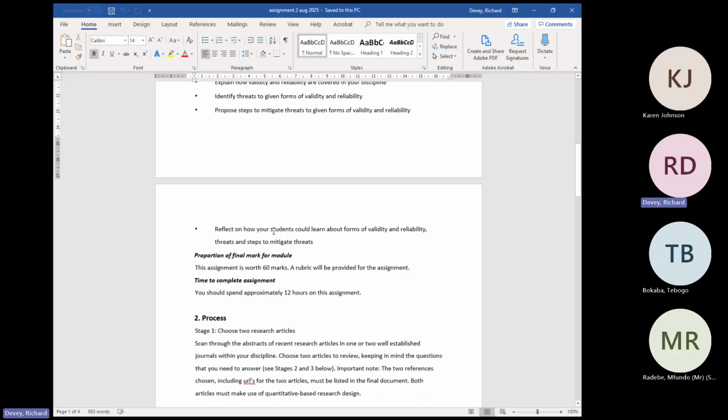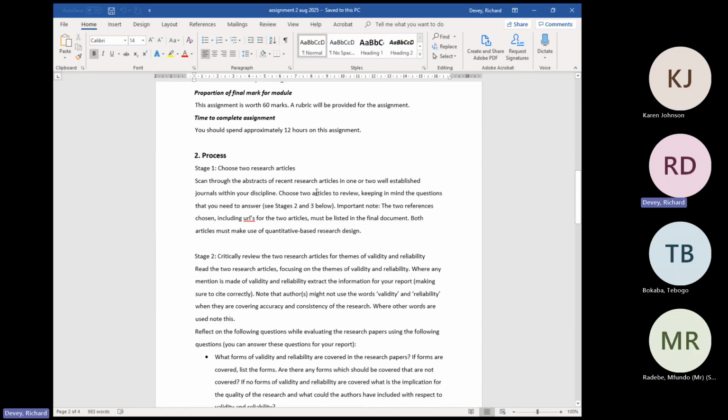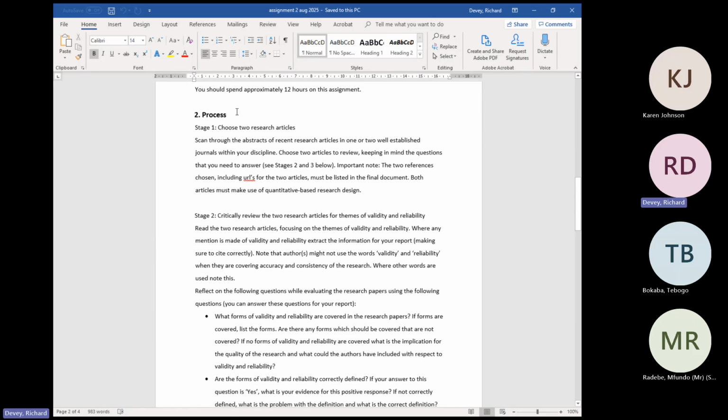The final component is to reflect on how your students could learn about forms of validity and reliability, about the threats to those validity, and any steps to mitigate threats. So how do students learn about validity and reliability, given that they're new to research and don't know a lot about it, and how do they integrate these concepts into their research?